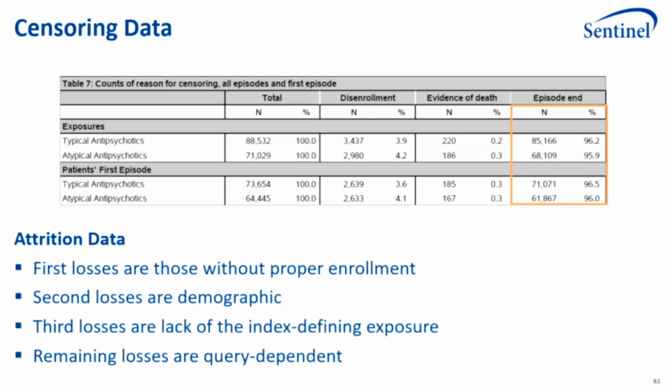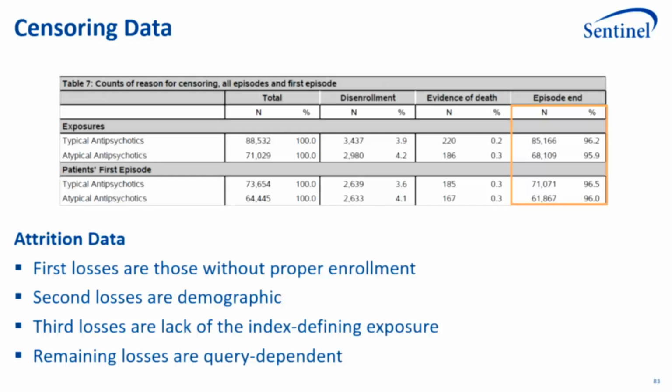We also bring back attrition data, and I'm not showing it for you here because it's a rather long table, but I want to let you know that when we see the attrition data, we see losses for a couple of reasons. Our very first reason is that people don't have the required enrollment. So we lose them because they don't have evidence that we can follow them for a particular period of time. Our second group of losses are demographic. So in this case, we asked for particular groups of people, and we lose them when we limit those demographics to those groups. Our third set of losses are the lack of having the actual index-defining exposure, which in this case is typical antipsychotics. So essentially, we lose people from the database because they have no evidence of a typical antipsychotic, and then we don't follow them.